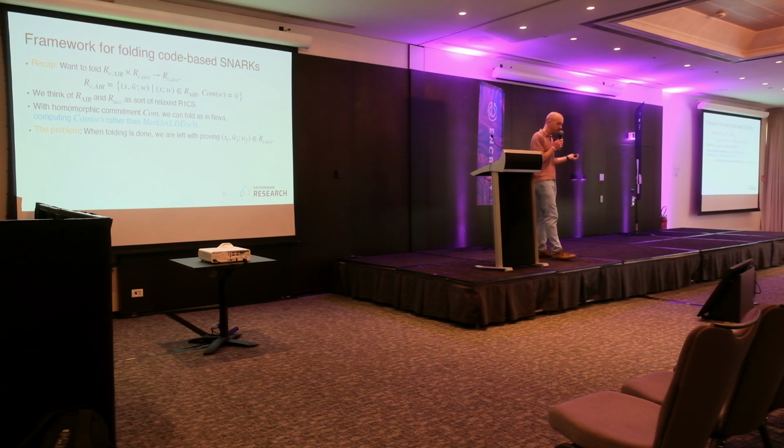Okay, this sounds nice, but there's a problem. When folding is done, we have to prove that the folded instance is in the accumulated relation, which means that we have to prove an instance of the original relation, and we have this claim about a commitment. However, as I mentioned, Stark uses a commitment to W, to the witness, of this form: Merkle tree commitment to the low-degree extension. And our goal is to be able to use SNARKs.